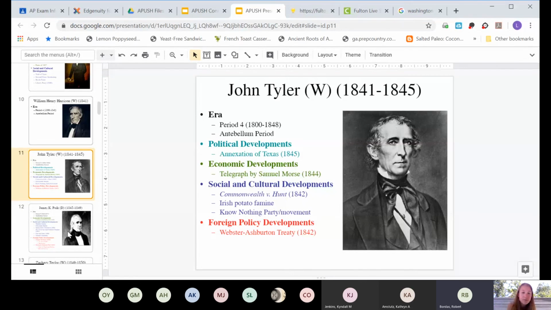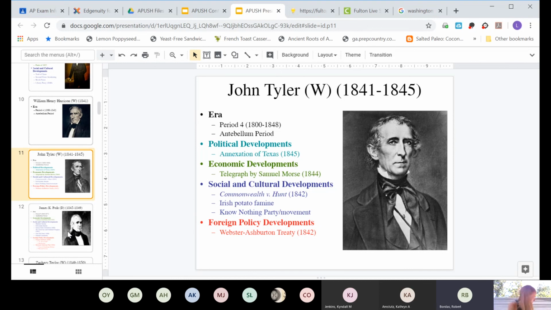Speaking of new inventions, you get the telegraph invented by Samuel Morse, so that's going to increase communication. Remember that Abraham Lincoln used this telegraph system very effectively during the Civil War. You had the Irish potato famine. You had the Know Nothing Party, a short-lived party. If anybody asked you what goes on in a Know Nothing Party, you'd say, I don't know anything, I can't tell you. That party will eventually fade away, and people from it will eventually join the Republican Party.